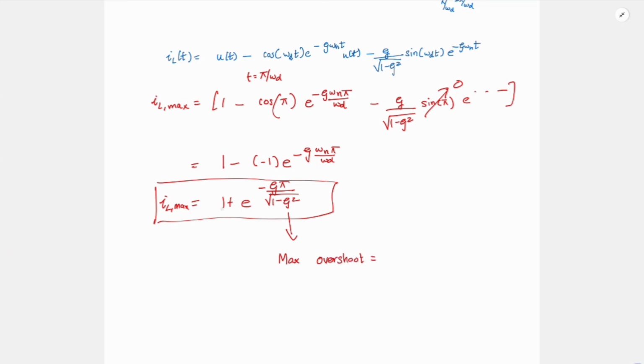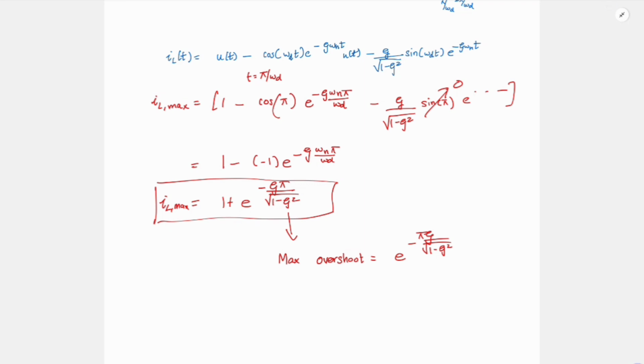Overshoot value is how much above the final steady state value. So it will be this value minus 1, which will just be e power minus pi zeta by root of 1 minus zeta square. So this is what they'll tell you everywhere. They will never go through this entire derivation, and you will also be reluctant to go through it. You will try to remember the formula, right?